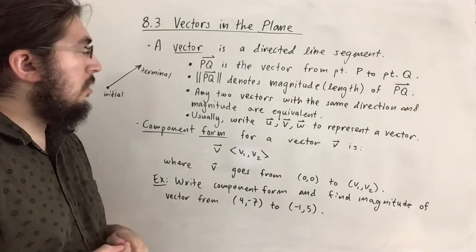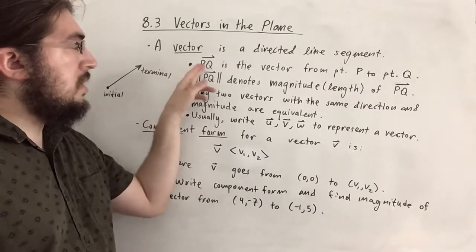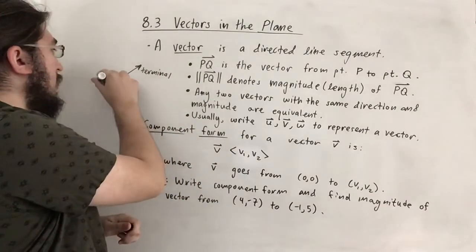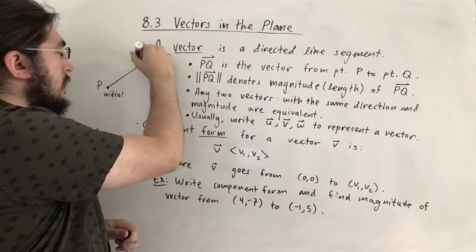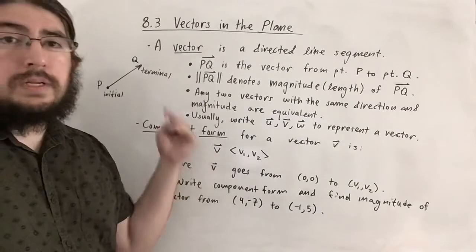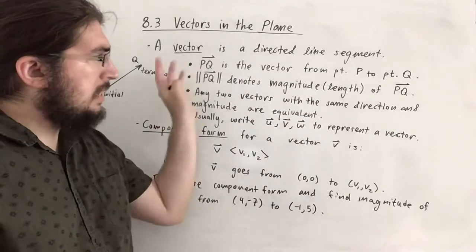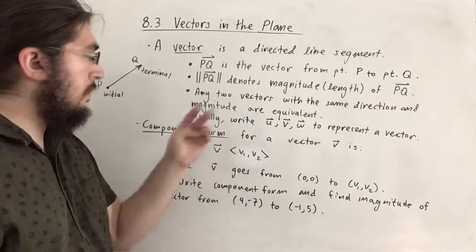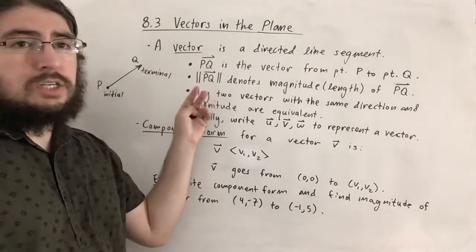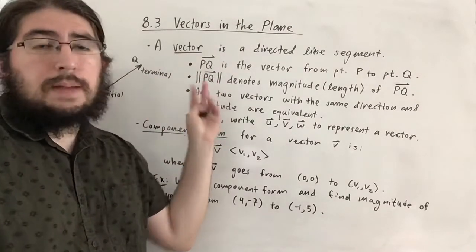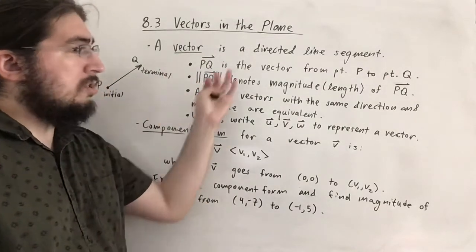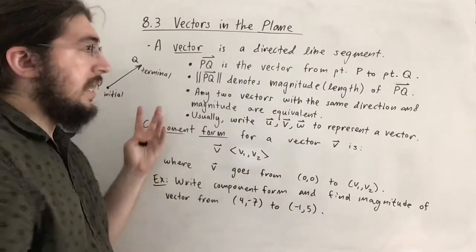Right. So now we label this as PQ if it goes from point P to point Q. The arrow on top denotes the vector, and it's the vector from point P to point Q. The magnitude, with this double absolute value notation, is just the length of the line segment.